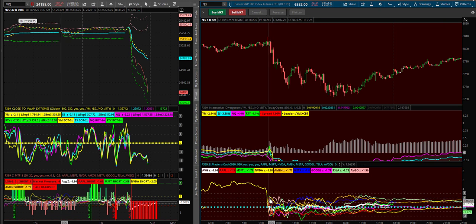Market did react to this. This was again a short area. Market reacted to this. This is a long. This is a long. And this is a long. I'm just looking at this. All right.